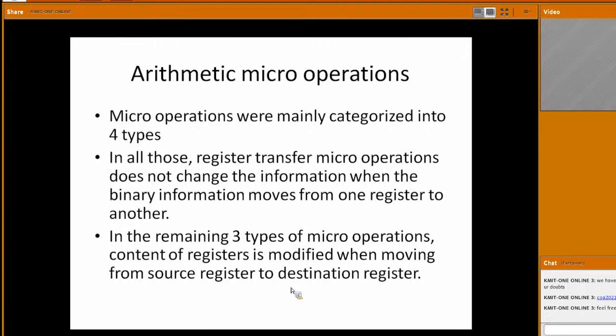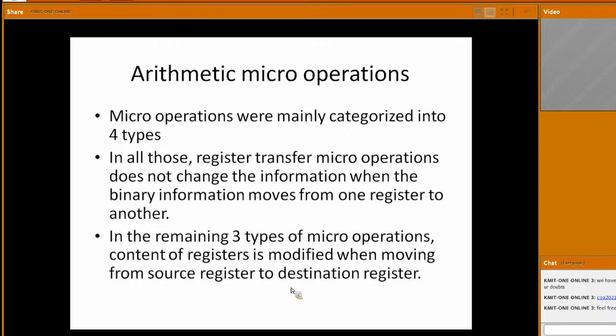Register transfer operation is simple. We are just moving the content of the register from one register into another register. In case of register transfer operation, you are not going to change the content of the register. The data will not be modified. Just we are moving the content from one register to another register.